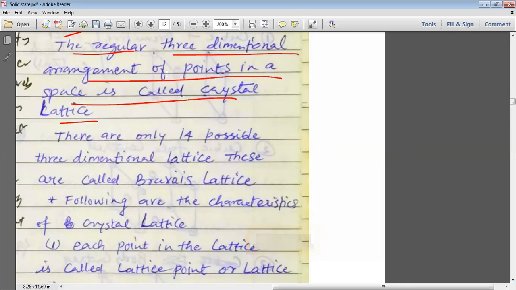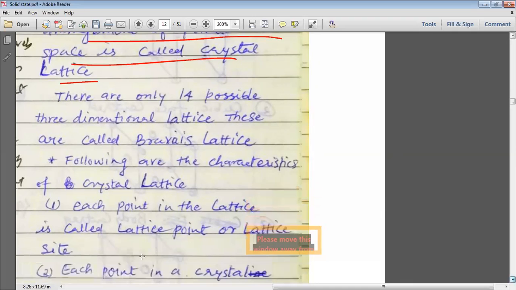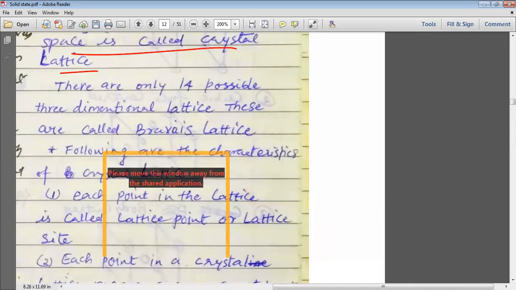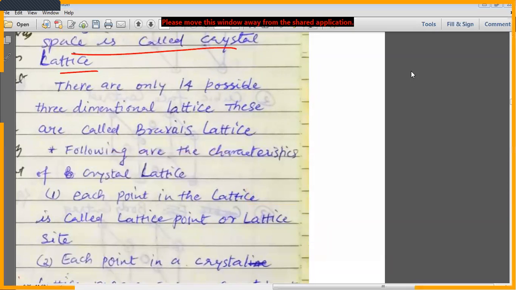So this is another definition. You can understand that the regular three-dimensional arrangement of points is known as the crystal lattice. That is how you can easily understand, my dear students. So let us try to understand it.